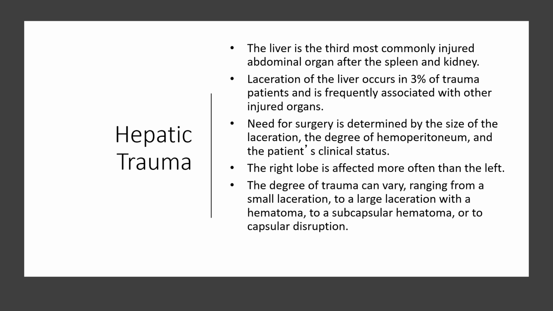Need for surgery is going to be determined by the size of the laceration, the degree of the hemoperitoneum, so how much blood is there in the peritoneum, and the patient's clinical status. What do they look like? Are they stable or are they starting to go downhill? The right lobe is going to be affected more often than the left, which makes sense. It's larger than the left. And the degree of trauma can vary, ranging from very small lacerations to large ones with a hematoma, a subcapsular hematoma, or capsular disruption. That concludes our discussion on liver pathologies.